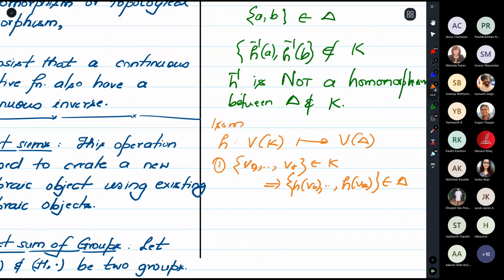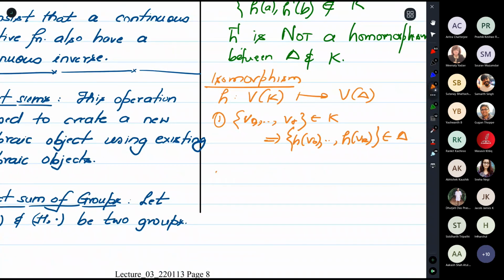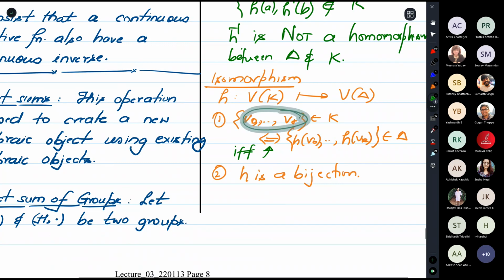So isomorphism. When is H said to be an isomorphism? Well, the answer is that it should satisfy these three conditions. So the first is this. The second is that H is a bijection, right? And the third is that, so I'll put a condition over here. This is to be read as if and only if, right? So H is said to be an isomorphism between two simplicial complexes if V0 to Vd lies in K if and only if H of V0 to H of Vk lies in delta, and furthermore this H is a bijection, right? So if these two conditions are true, then one can conclude that indeed H is an isomorphism and these two simplicial complexes are isomorphic.